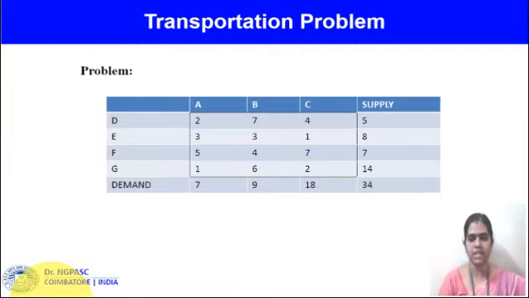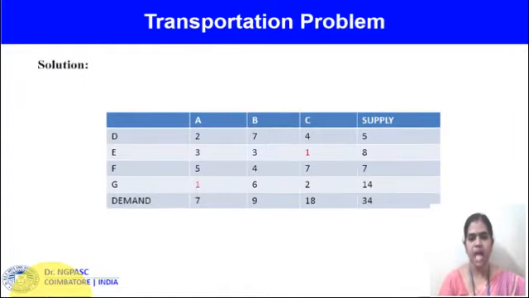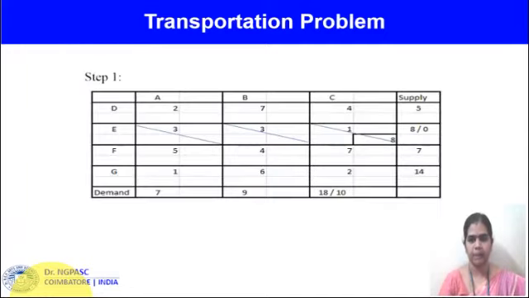As the name says, least cost method, we need to find the least cost among the given matrix. Here the least cost is 1. Since we have 2 ones, we can allocate in any place. If we have only 1, then we can choose that place as the allocation place. But here we have 2 ones, so we can choose either place. Let me choose this place where E and C intersect.